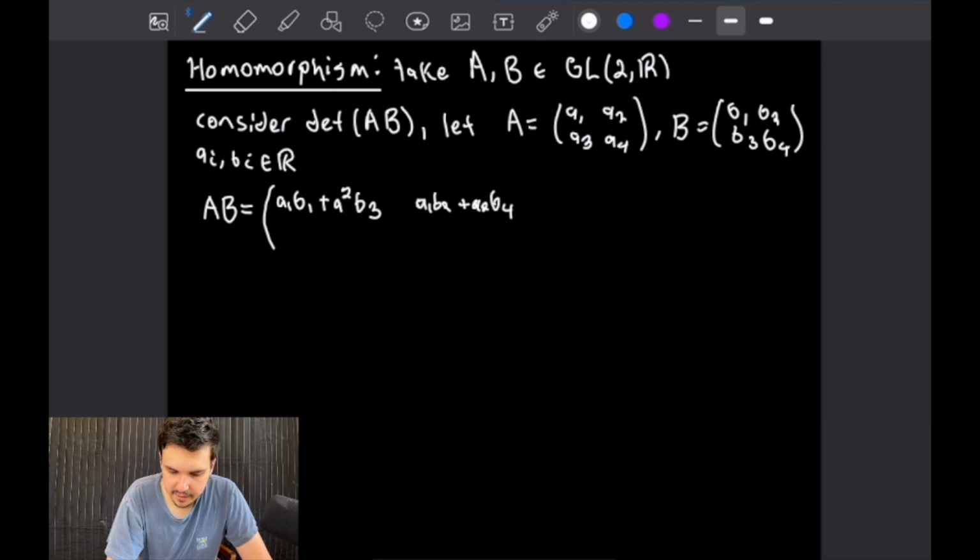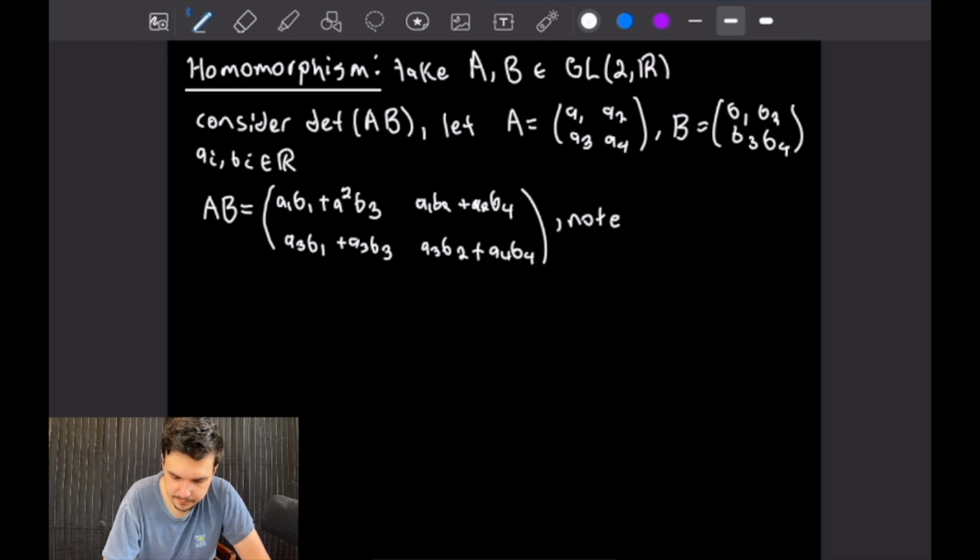And then lastly, we will have our second row into both of the columns there. So that will give us A3 times B1 plus A4 times B3. And then for our last input, we will have A3 times B2, and that will be plus A4 times B4. Great. And so then we want to note the determinant of A times B. So the determinant of AB will be our first input times our fourth input minus our second input times our third input. So let's go ahead and write that out carefully here.